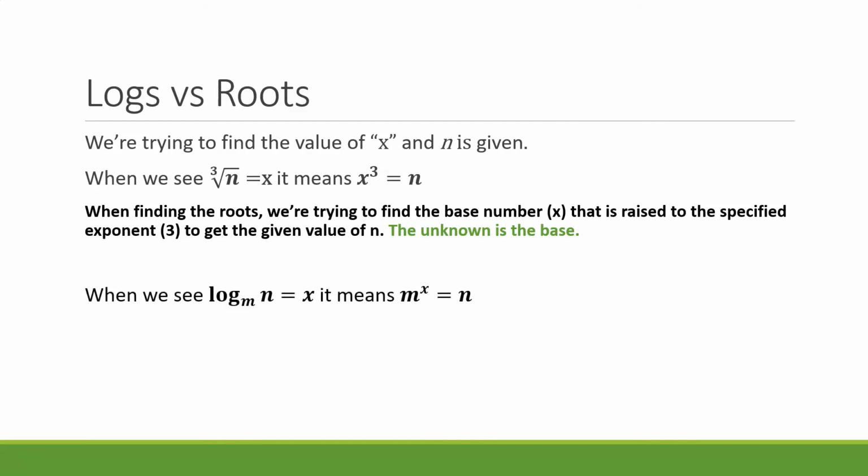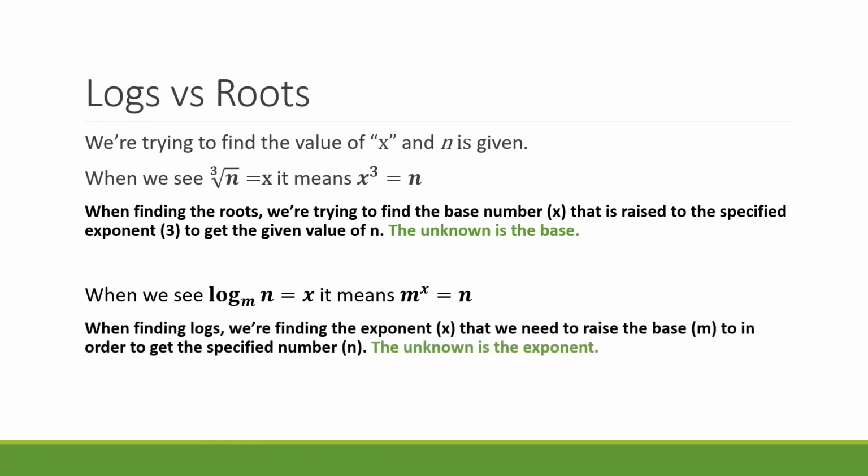When we see log base m of n is equal to x, it means m to the exponent x is equal to n. So when finding logs, we're finding the exponent x that we need to raise the base m to in order to get the specified number n. So in this case, the unknown is the exponent.